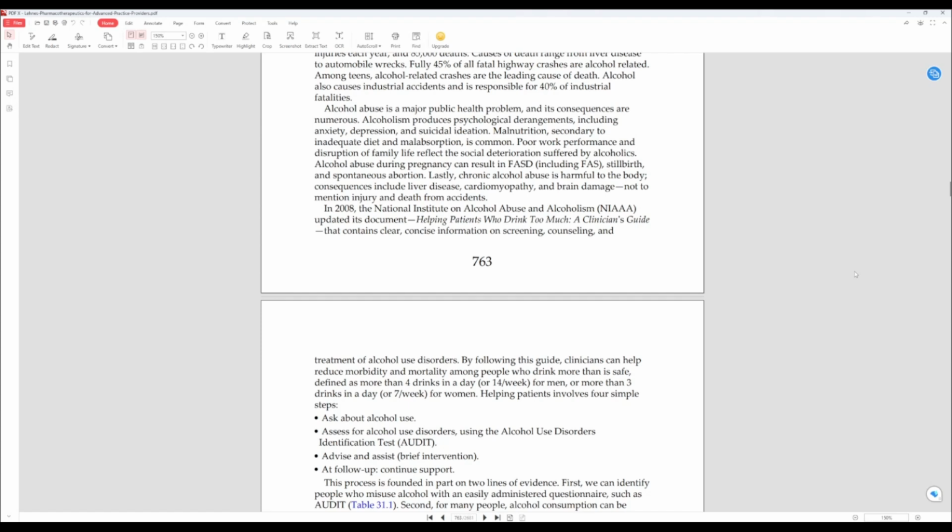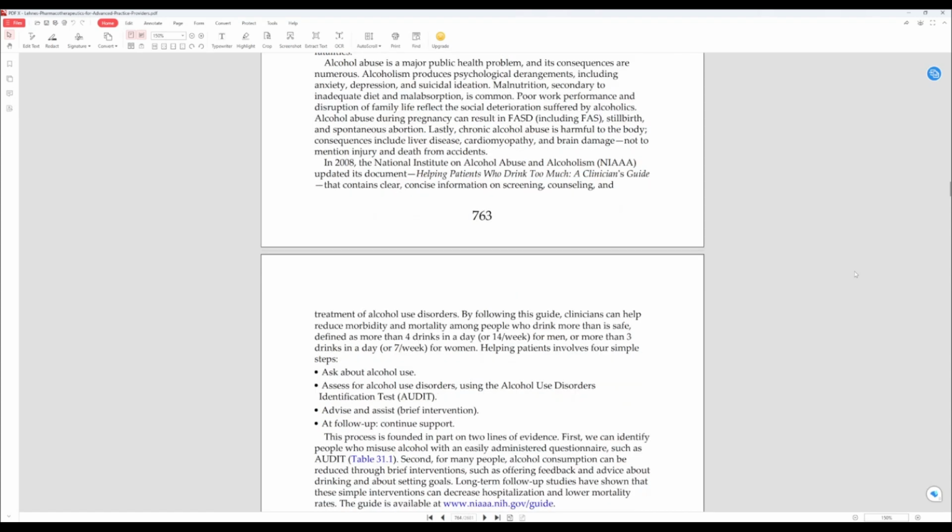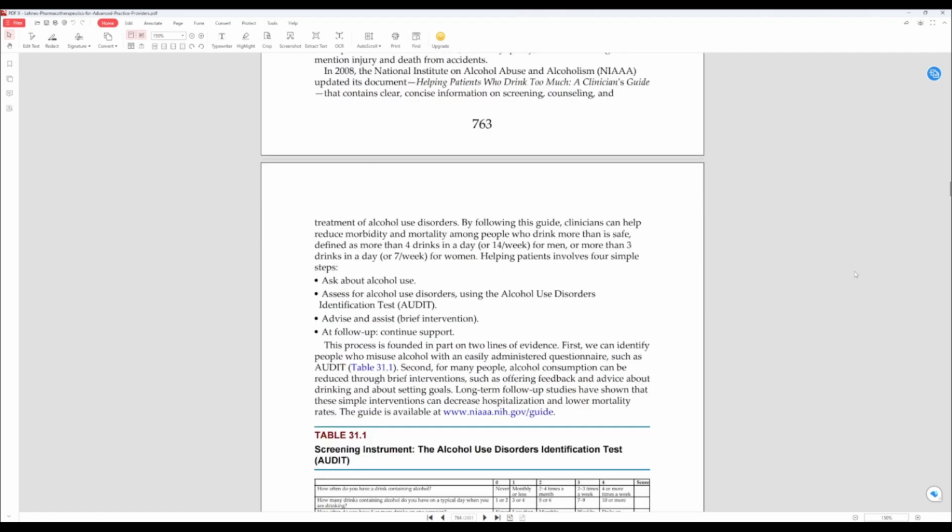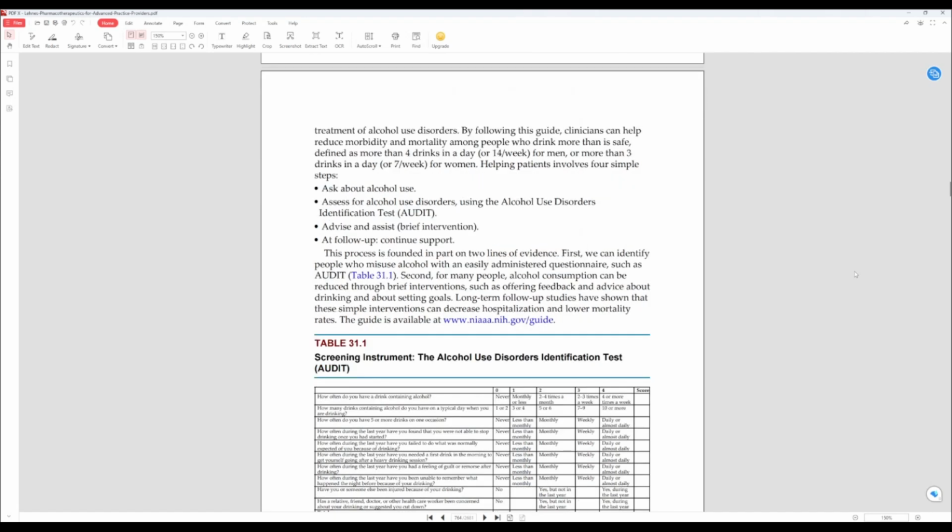Lastly, chronic alcohol abuse is harmful to the body. Again, consequences include liver disease, cardiomyopathy, and brain damage, not to mention injury and death from accidents. In 2008, the National Institute on Alcohol Abuse and Alcoholism updated its document on helping patients who drink too much. It includes a clinician's guide with clear, concise information on screening, counseling, and treatment of alcohol use disorders.